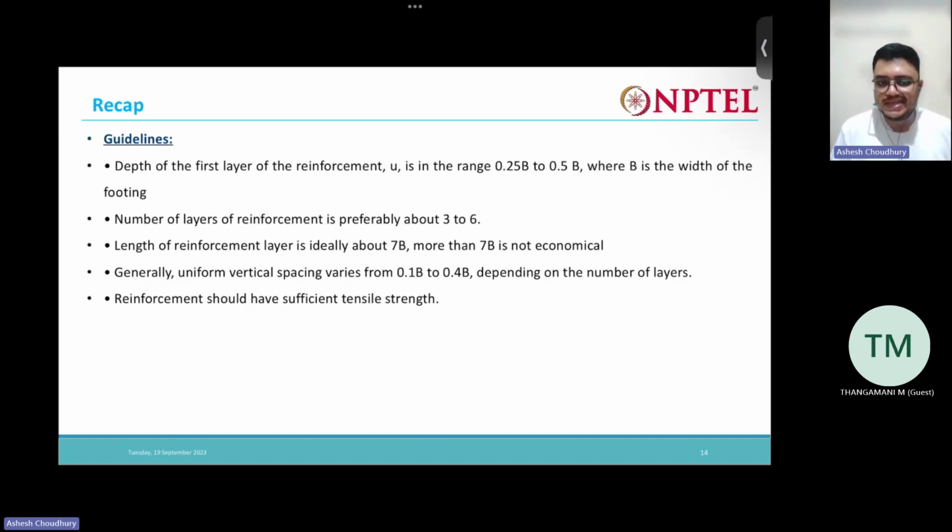Generally, uniform vertical spacing varies from 0.1B to 0.4B, depending on the number of layers. So if we are providing a lesser number of layers, then we can increase the spacing a bit, so that we get our desired factor of safety. We will see later how to do that. Then we must also ensure that the reinforcement has sufficient tensile strength.